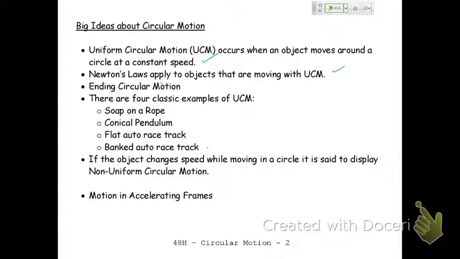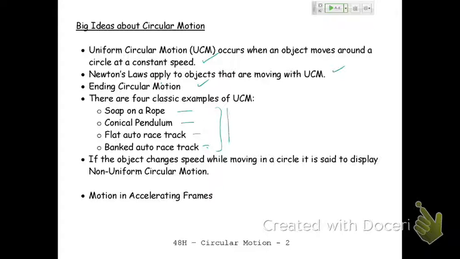We're going to talk about ending circular motion. And there's a bit of a conceptual thing about if I'm going in a circle and suddenly I'm no longer going in a circle, what do I do next? We'll talk about that. And then we're going to talk about different examples. And these are like the take-home systems. We have so-called soap on a rope. We have conical pendulum. We have a flat auto racetrack. And we have a banked auto racetrack.